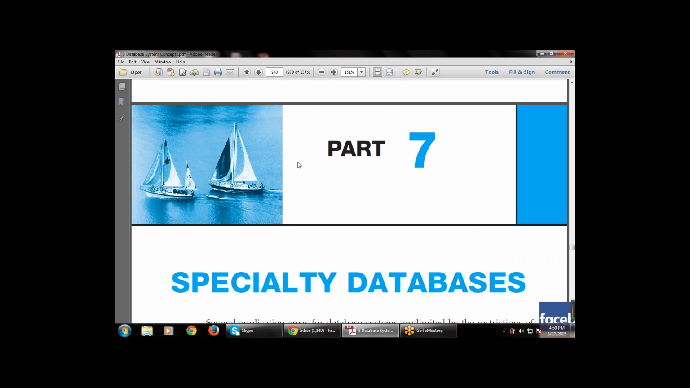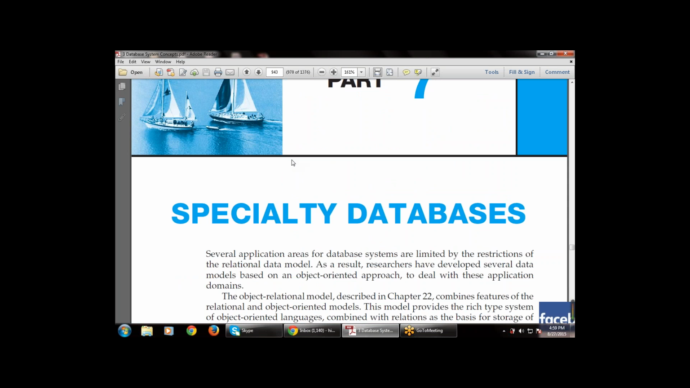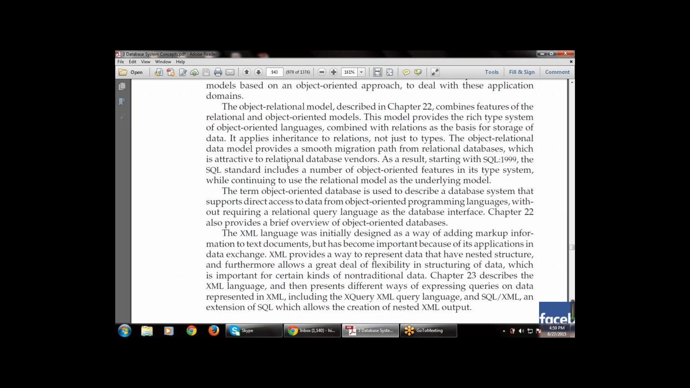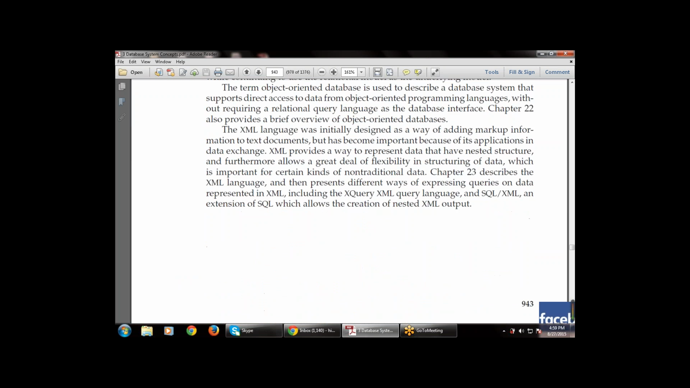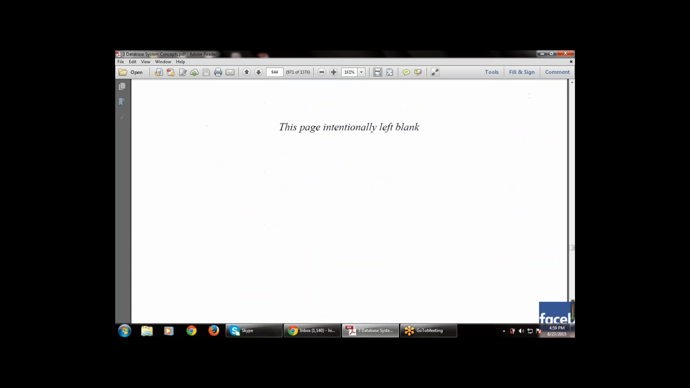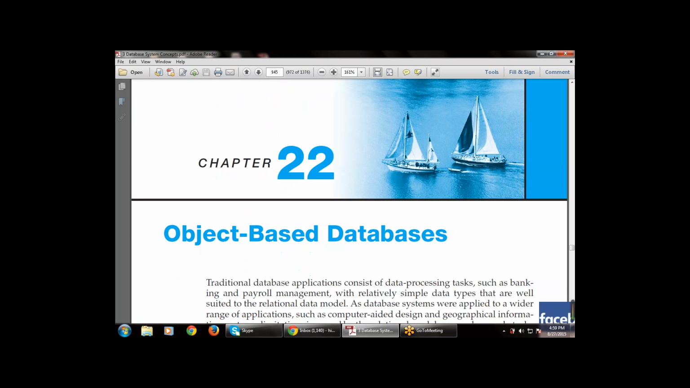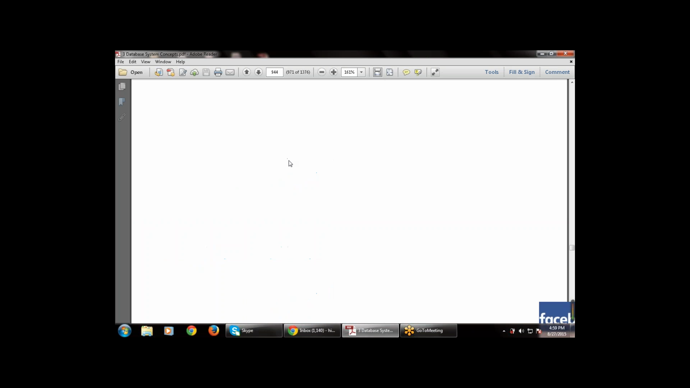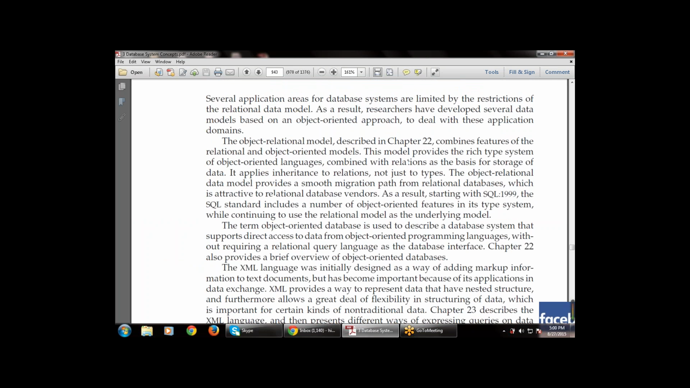Now the next part is specialty databases, that is, the special databases used in the database management system. That is part number 7, and this part contains these chapters.